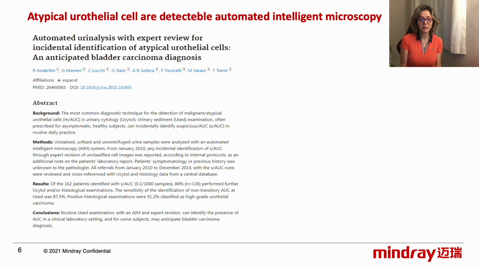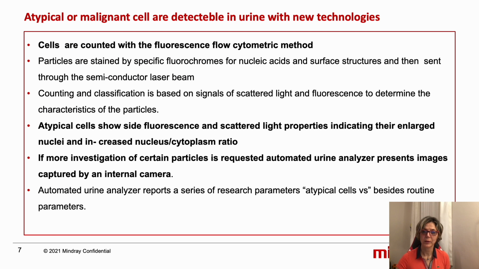In 2015, Anderlini et al. presented an inspiring study in which expert pathologists reviewed digital images of specimens in an automated urine analyzer. It can identify the presence of atypical urothelial cells in a clinical laboratory setting and for some subjects may anticipate bladder carcinoma diagnosis. We use the automated urine analyzer for urine analysis in our laboratory.